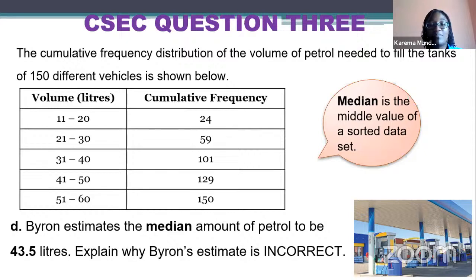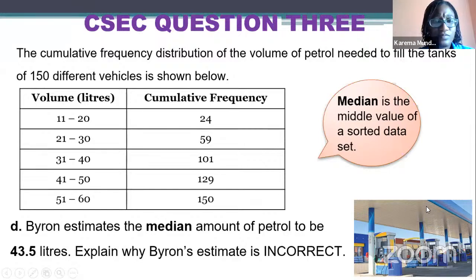So this morning we talked about the median being the middle value of a sorted data set. Clearly, based on the frequency table, the data has already been sorted because we're seeing it running from least, which is 11 liters, all the way up to 60 liters. So where would I find the middle? When I speak about the 150 different vehicles, where would I find the middle of that data set?